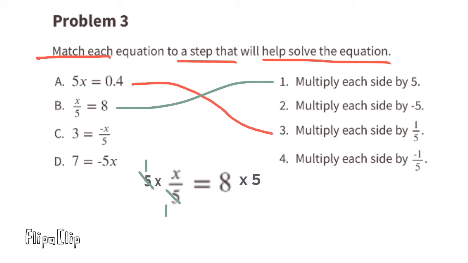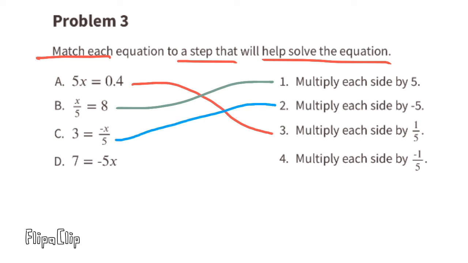B, x over 5 equals 8. That's the same as x divided by 5 equals 8. So we have to undo that division. So we would need to multiply both sides by 5. Because we want to get the x by itself, and x divided by 5 times 5 gets back to 1x, or x.